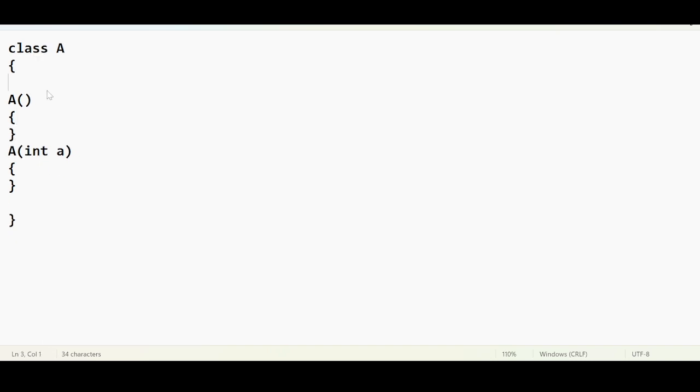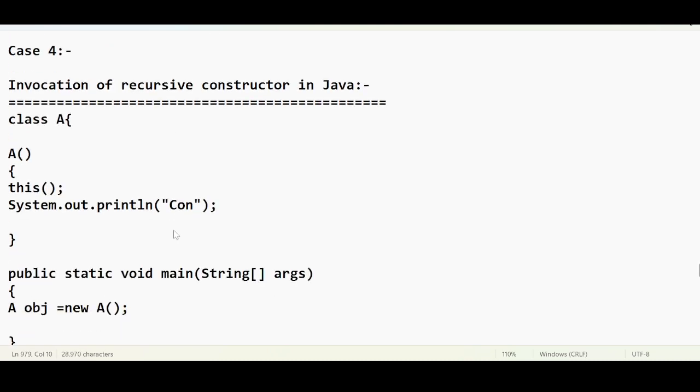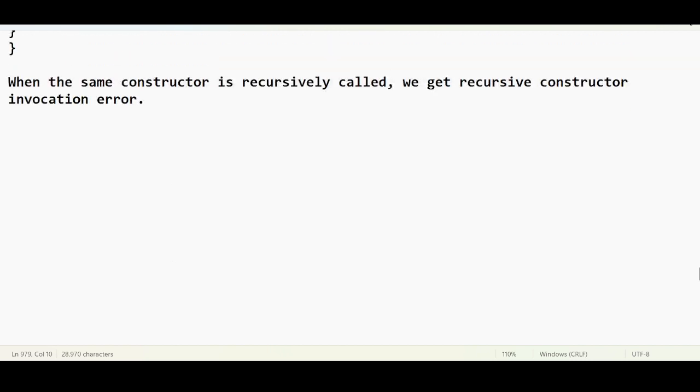Okay, and one more constructor. Let me take a main method. Public static void main, String array. Okay, so the definition of constructor overloading states that when you have a constructor with the same name but different parameters.